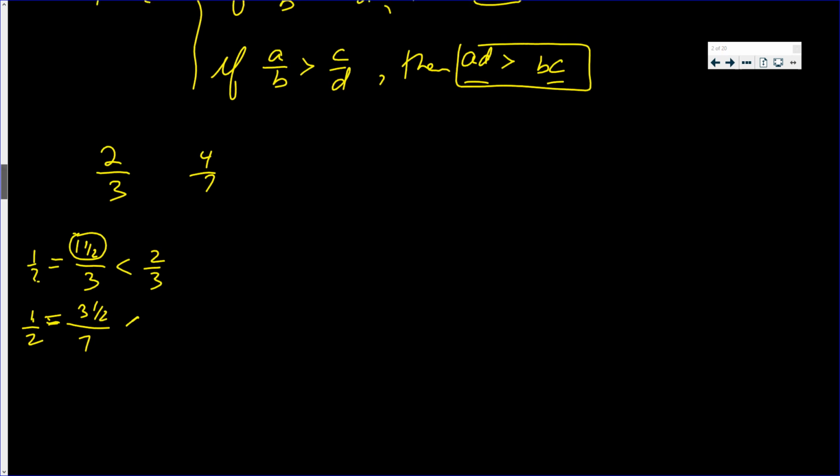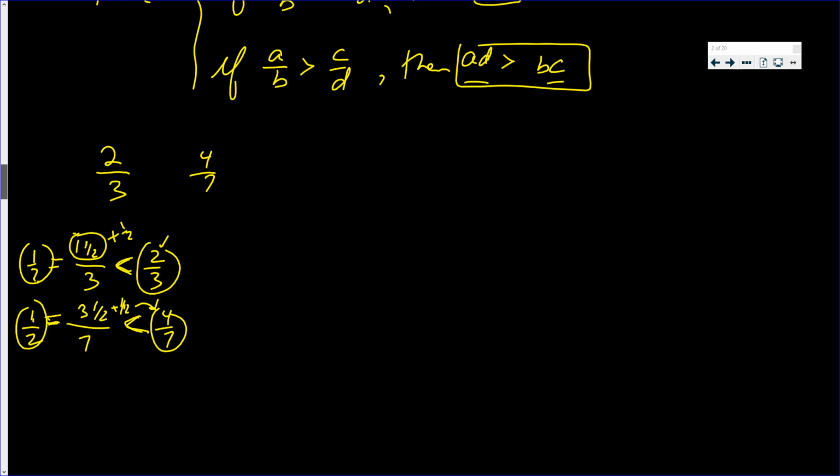And that's less than 4 over 7. So this number is bigger than 1/2, and this number is bigger than 1/2. But they're both less than 1. Now, there's ways of figuring it out. Like, for example, you had to add a half to get to the 2, and you had to add a half to get to the 4.